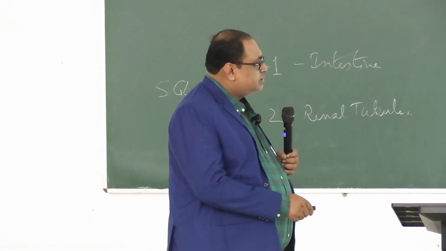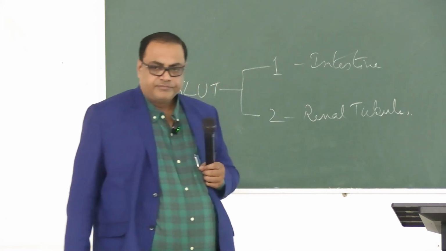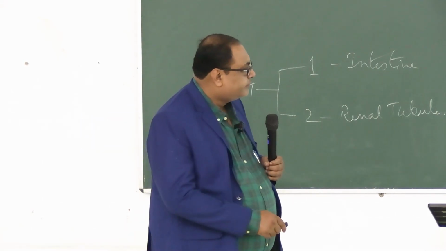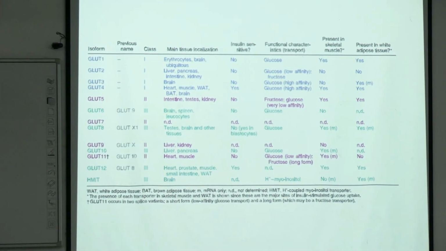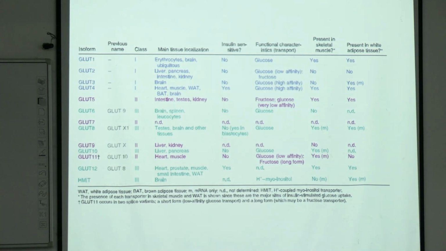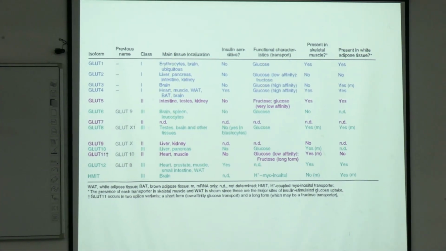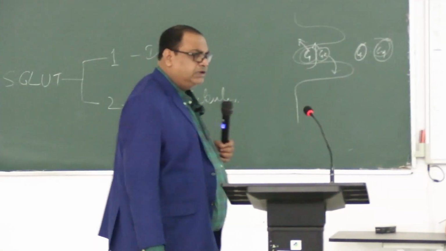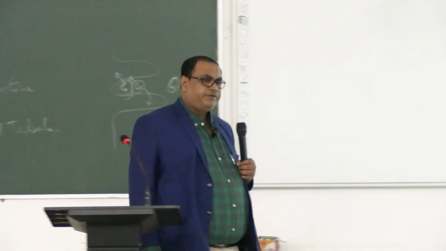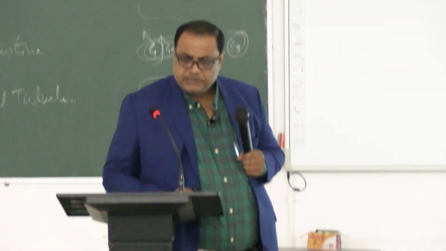GLUT4, glucose high affinity. Correct? GLUT5, what is the first? First is fructose, not glucose. They prefer transport of fructose. They prefer transport of pentose sugar, xyloses, riboses. GLUT5 prefer fructose, then the other pentoses. So all sorts of pentose absorption is done by GLUT5.